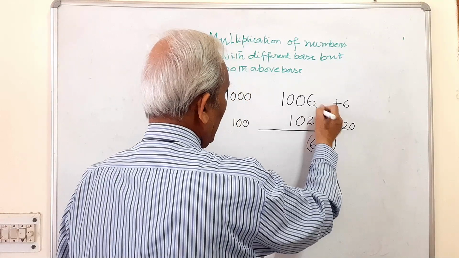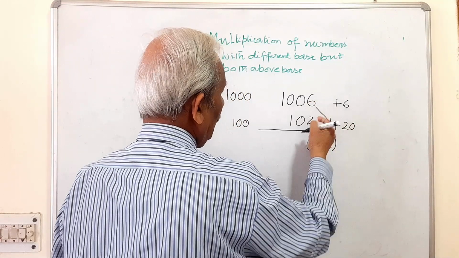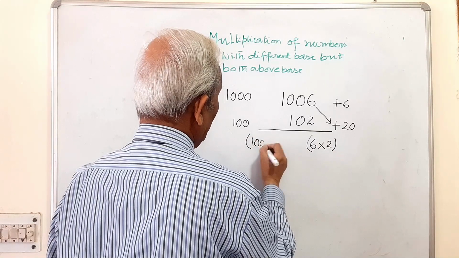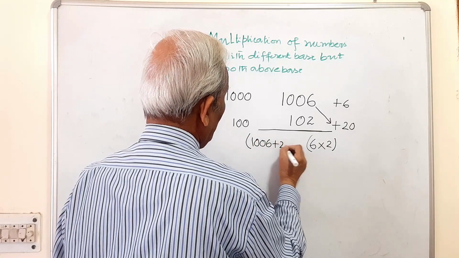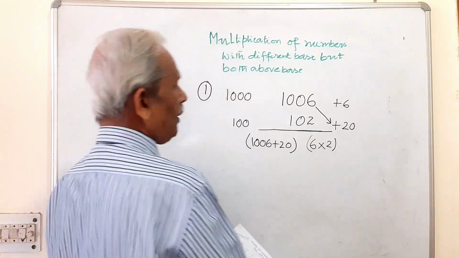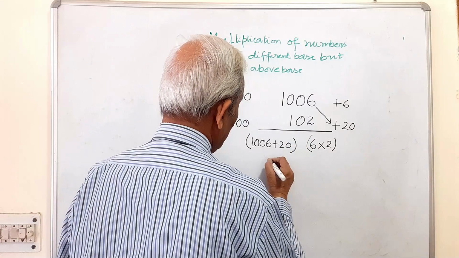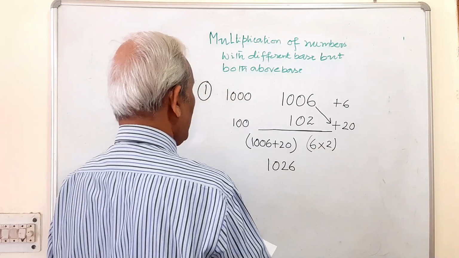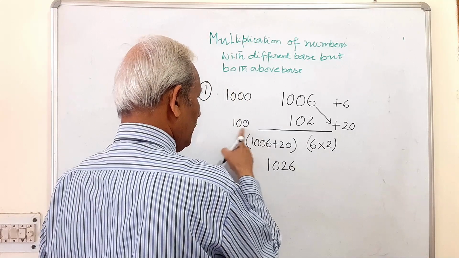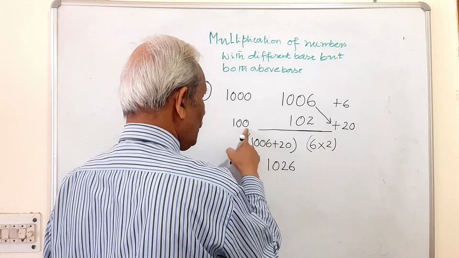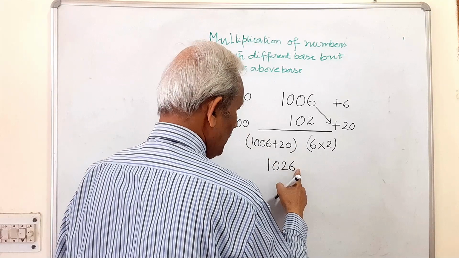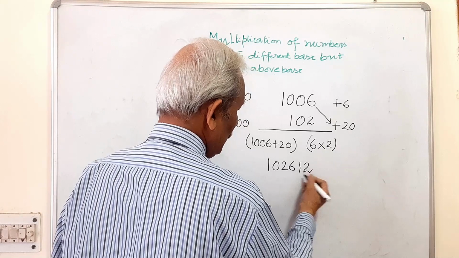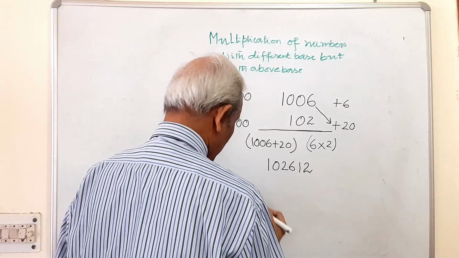And now we'll add this bigger number with the difference of the smaller number. That is 1006 plus 20. This is the first part of the answer. So now it becomes 1026, and 6 into 2 is 12. The base of the smaller number has 2 zeros here, so you can have 2 digits here. So you will write 12. 6 into 2, 12. So 1026, 12, that is the answer.